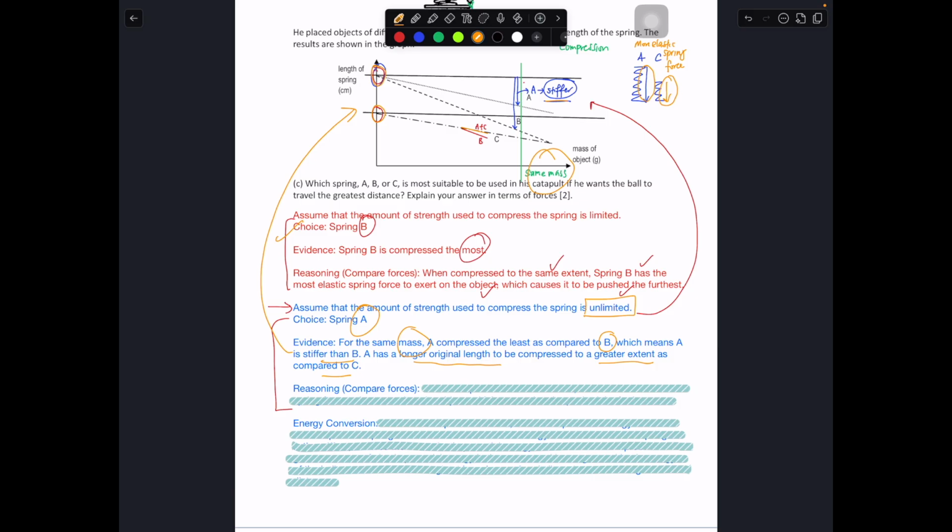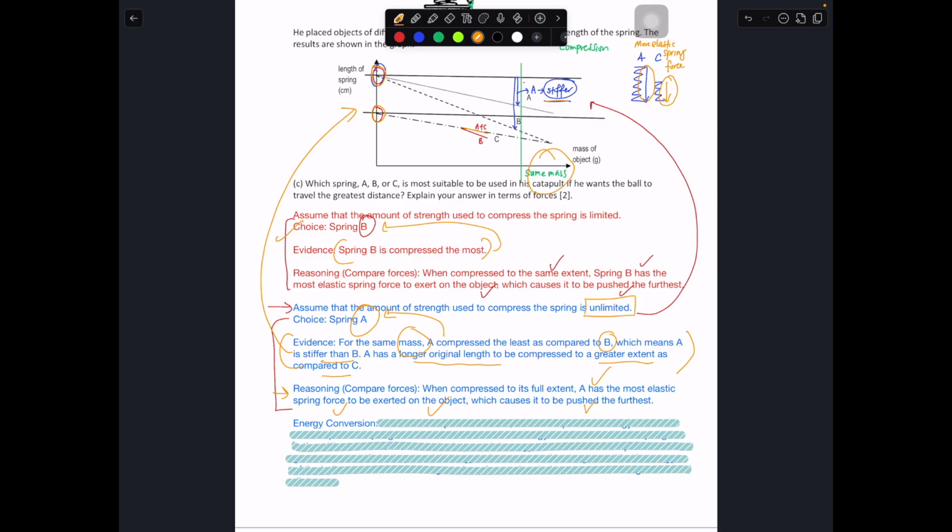So the reasoning, if I were to compare back to the forces: when compressed to its fullest extent, A will have the most elastic spring force exerted on the object, which causes it to push it the furthest. If I were to use this reasoning, this set of evidence will apply to this choice, if your chosen answer is A. But if you choose B, then this should be your reasoning.